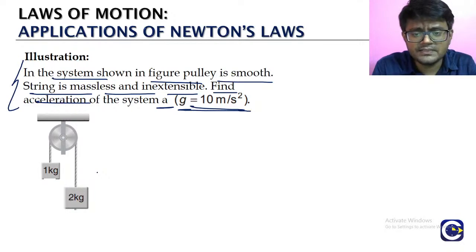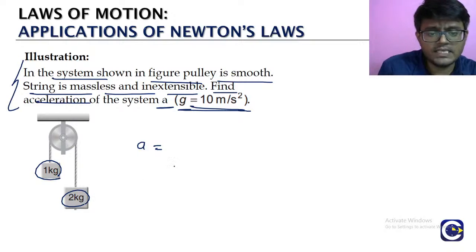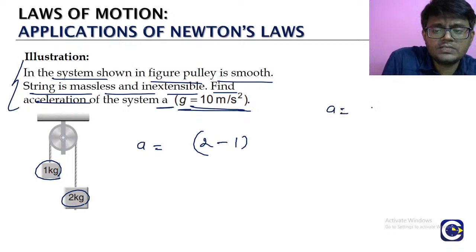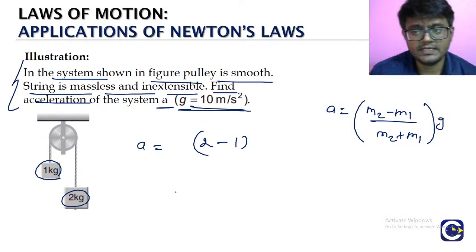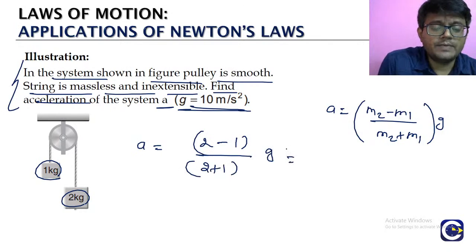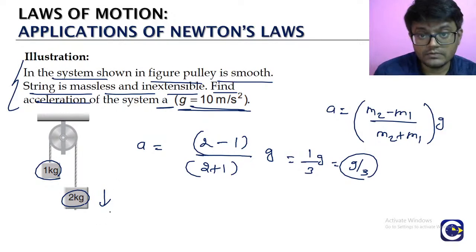Either we do all the steps, or we already have the formula, right? What is the formula? Check it up, students. What will be the answer for this? You check which is the heavier mass here. 2 kg is the heavier mass, right? Means 2 minus 1. What is the relation we have? M2 minus M1 by M2 plus M1, whole multiplied by G. This is the acceleration of the system. So 2 minus 1 by 2 plus 1 into G. 2 minus 1 is 1, 2 plus 1 is 3. So G by 3. The 2 kg is going to go down with an acceleration of G by 3.